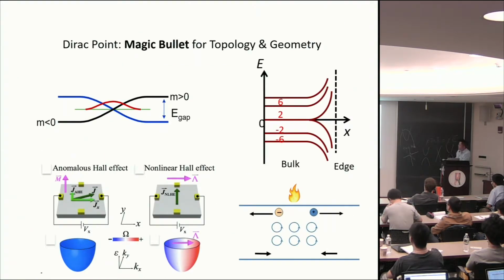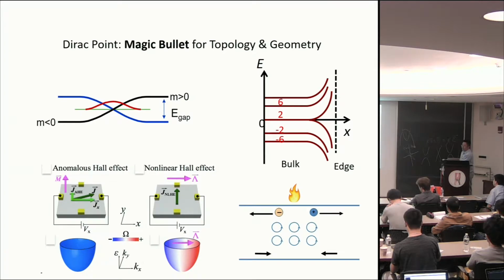Okay, so to summarize, we've been so far discussing topology and quantum geometry in 2D materials. I hope I've convinced you that there's, in some sense, a magic bullet, the simplest ingredient for all these phenomena, topological states and quantum geometry, which is basically the Dirac point. Starting from the Dirac point, we can think of various ways of opening up the gap, generating a Dirac mass. It leads to topologically distinct insulating states.